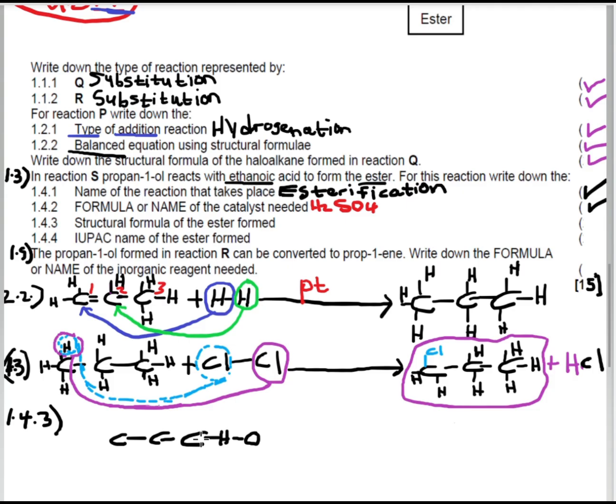I want to make the esterification easier. It's not a must to write it like this. You are not forced to do this, but it will make the reaction easier. So this is my alcohol that I'm having.